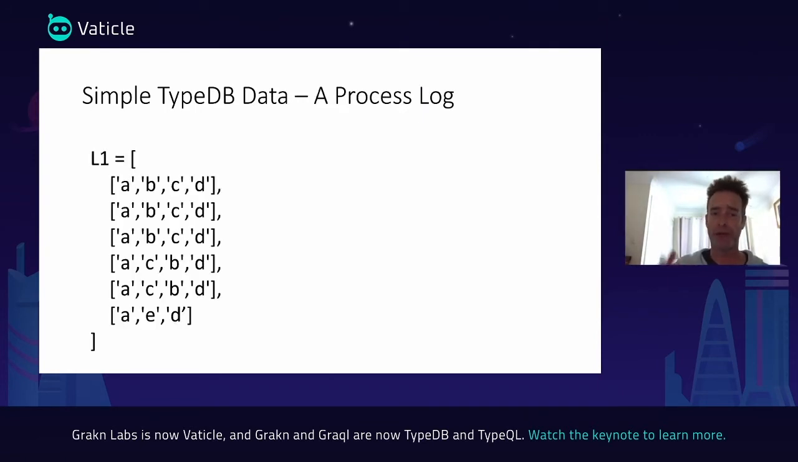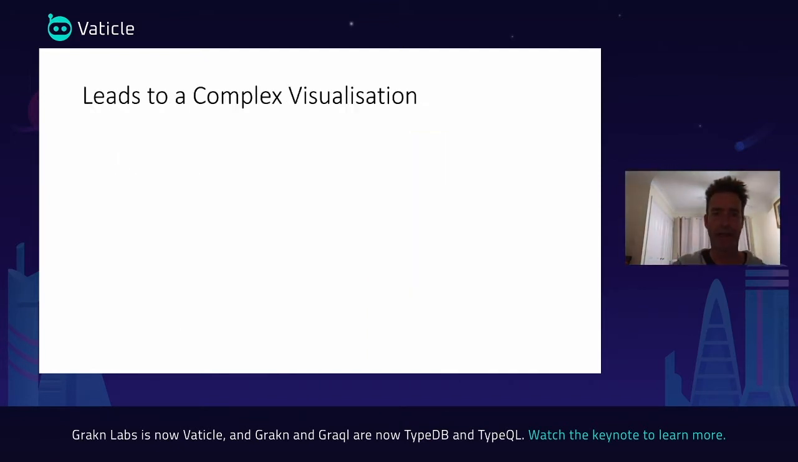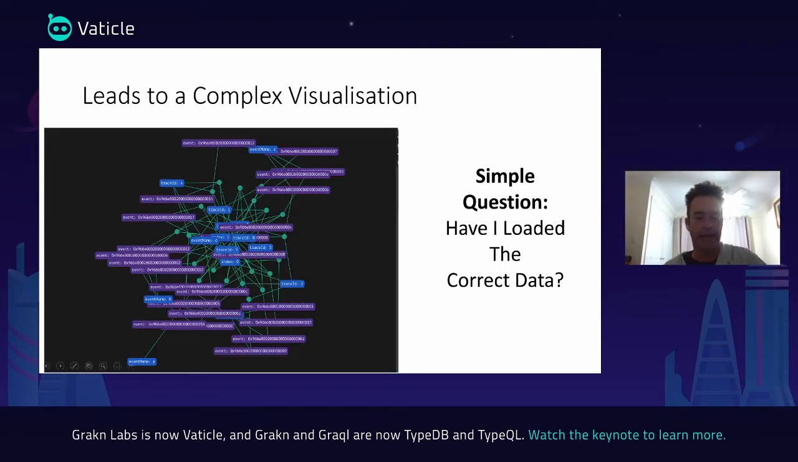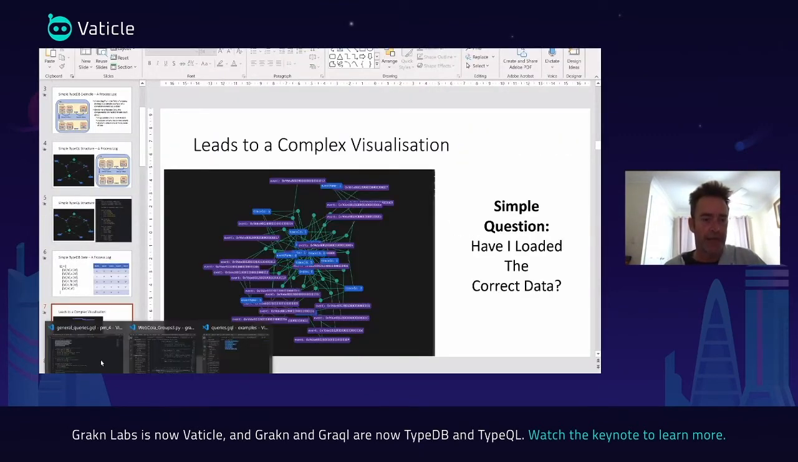If I just wanted to put in letters as the data, I have a simple 5-row matrix, with the first 3 rows being A, B, C, D, the next 2 rows being A, C, B, D, and the final row A, E, D. My table of input data would look like this, all very straightforward. It leads to a pretty complicated visualization, which is going to look like that. Let's do a quick example here. Just get the query.